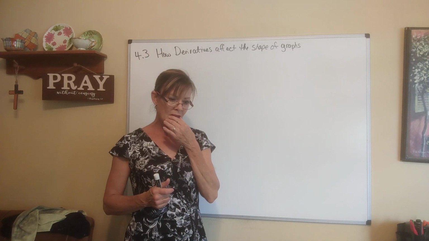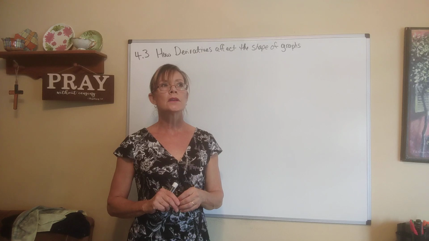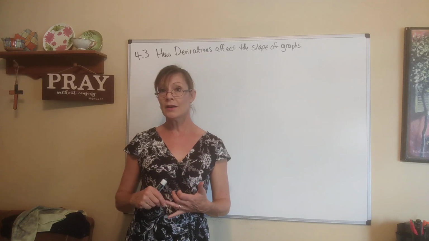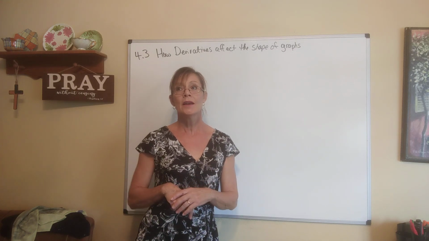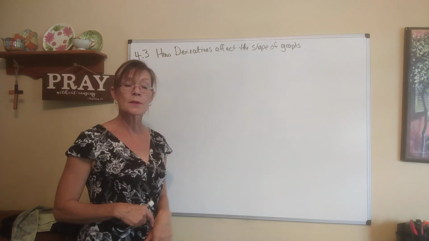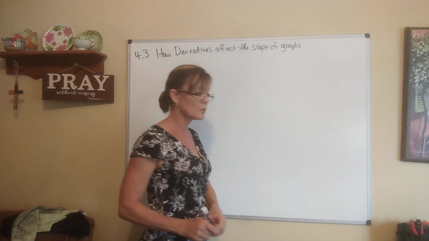We learned a term in that section called critical values, which is where the derivative of a function equals 0 or is undefined. So we will also hear that term. We'll be using that today when we look at these. How derivatives affect the shape of the graph is what we're going to be looking at. So to get us started, again, you have a worksheet to follow along with.